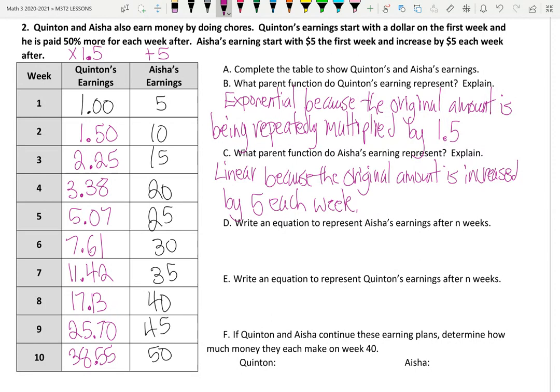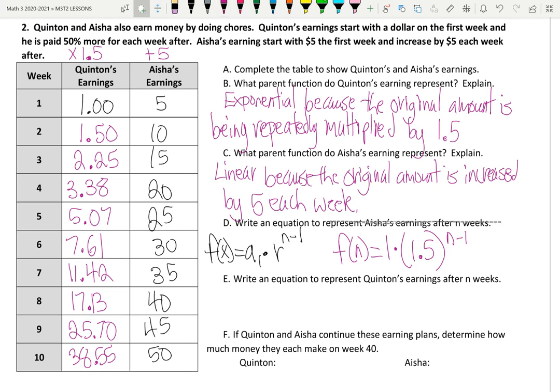So this is the hard part. How much would Aisha earn? Remember, the default equation is going to be f of x is equal to the first term times the common ratio to the n minus 1. So this means f of n is going to be 1 times the common ratio, 1.5, to the n minus 1. And this is actually Quentin's earnings.